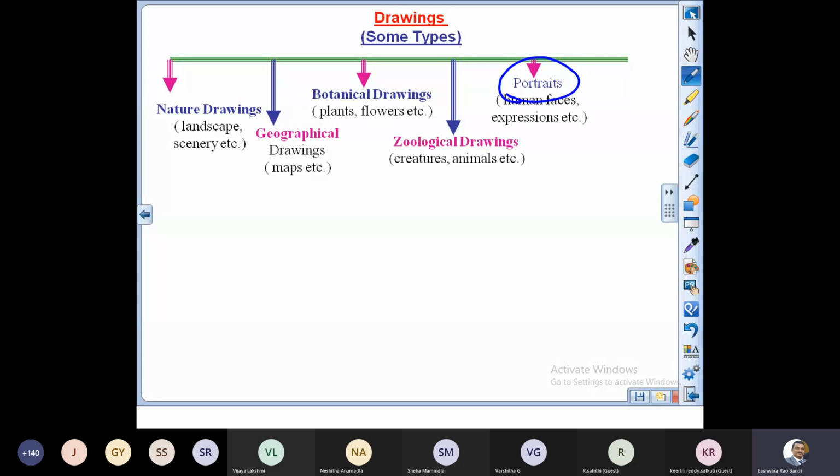Now the natural drawing, geographical, botanical, zoological, and portrait, all these things are freehand drawings. These are the different types of freehand drawing. In freehand drawing also, we have these types, right? So you see here in engineering drawing how it will be. Engineering drawing means projection.